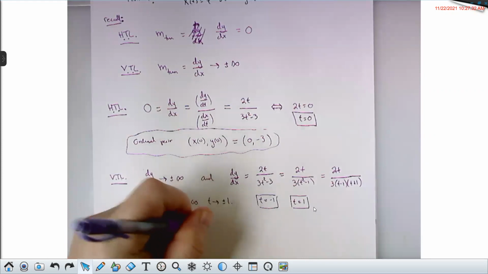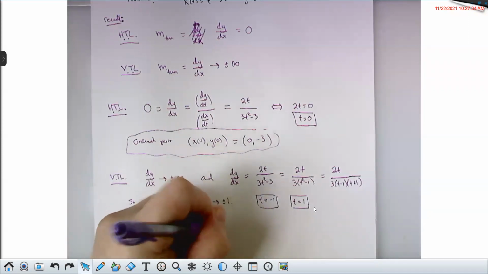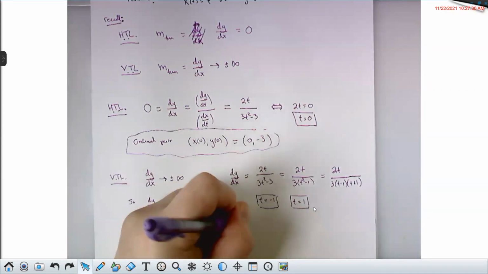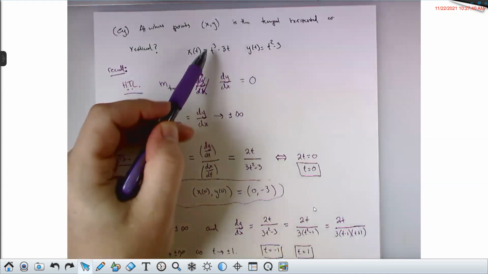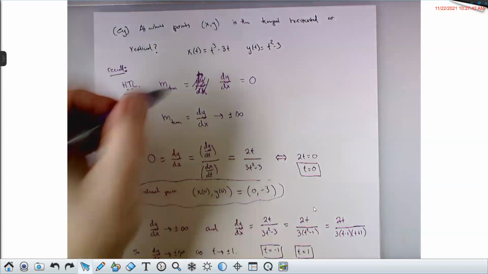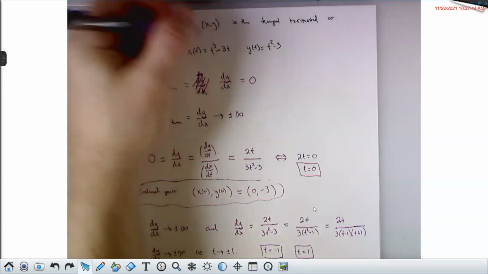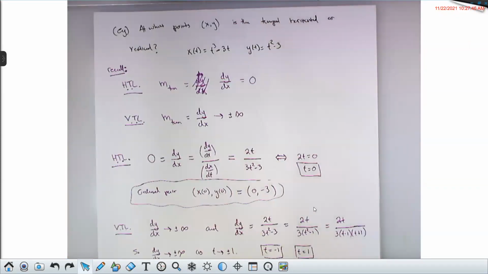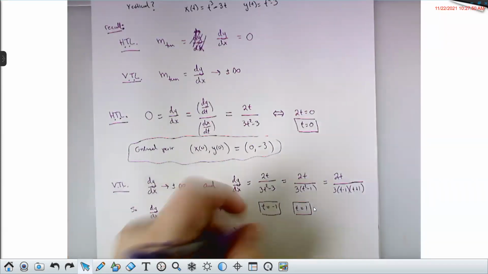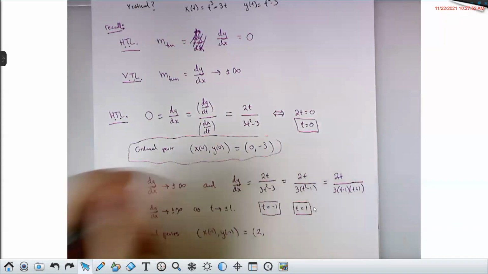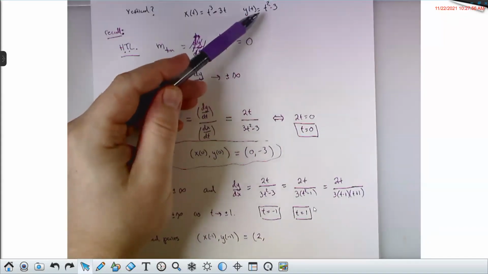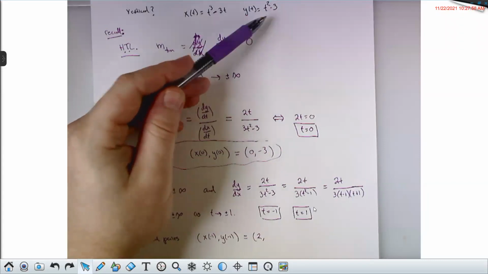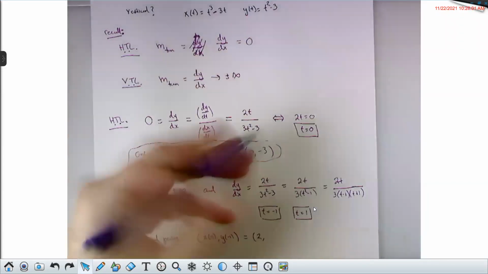One of those, x of -1, comma, y of -1. If you plug -1 into the x equation, you get -1 cubed minus, it's a minus, not a times, minus 3 times -1. That's -1 plus 3, which is +2. And if you plug -1 into the y equation, you get -1 squared minus 3, which is 1 minus 3, which is -2.